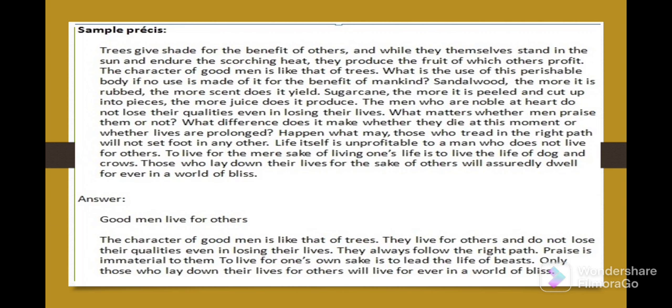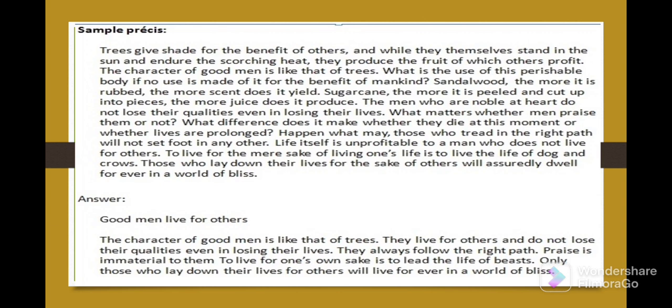Sandalwood, the more it is rubbed, the more scent does it yield. Sugarcane, the more it is peeled and cut up into pieces, the more juice does it produce. The men who are noble at heart do not lose their qualities even in losing their lives. What matters whether men praise them or not? What difference does it make whether they die at this moment or whether their lives are prolonged? Happen what may, those who tread in the right path will not set foot in any other.